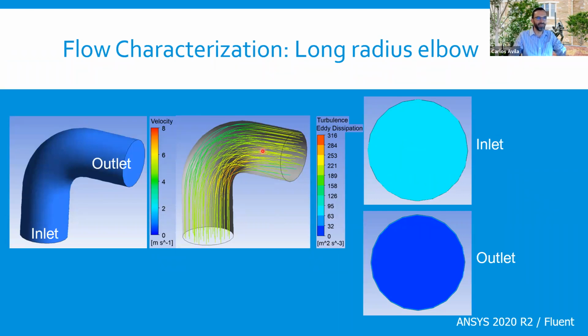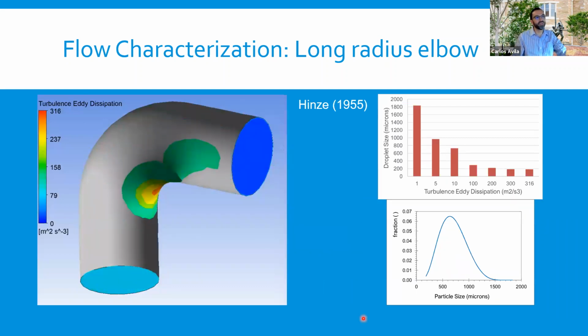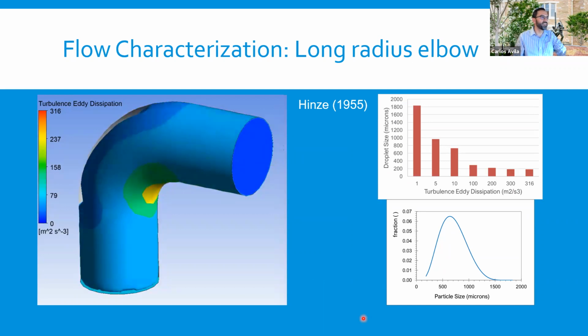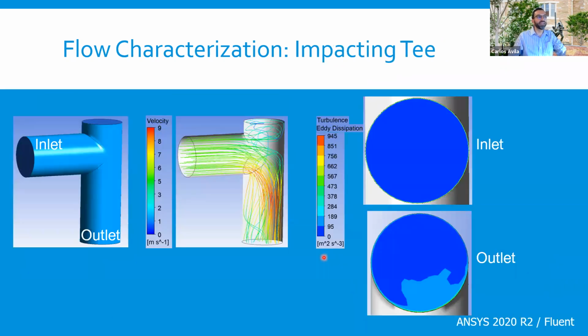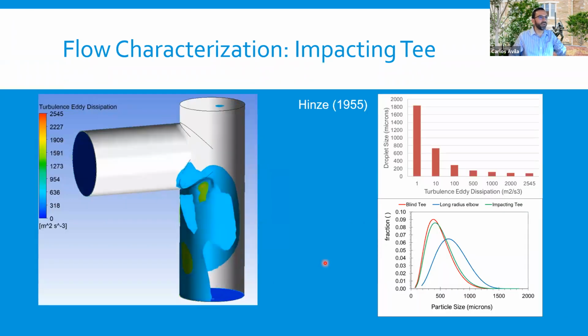Similarly, we can repeat this exercise for different geometries, such as a long radius elbow, where we can see that the velocity streams are more or less parallel. And we can see that this fitting in particular is more gentle to the flow. And repeating the same methodology, we can come up with the turbulence energy dissipation distribution along the way, and come up with a droplet size distribution. And again, for an impacting T, where we have the flow coming from left to right and going down, we can see that again, we're creating disruptions in the flow and making this additional residence time for the flow inside the fitting. And similarly, we can come up with a droplet size distribution.